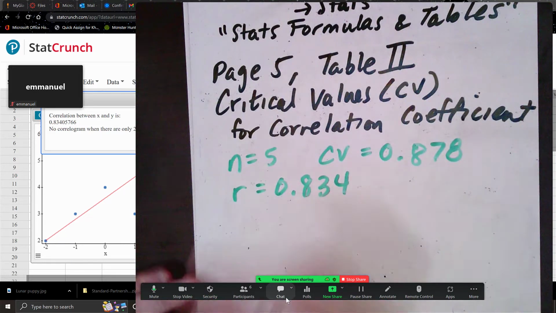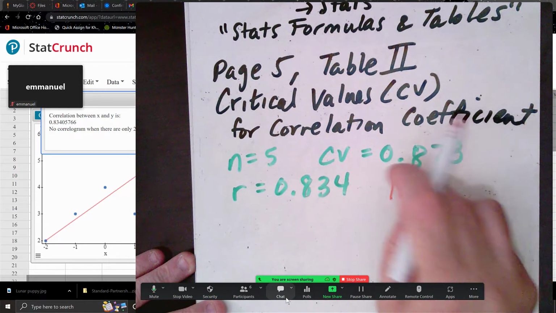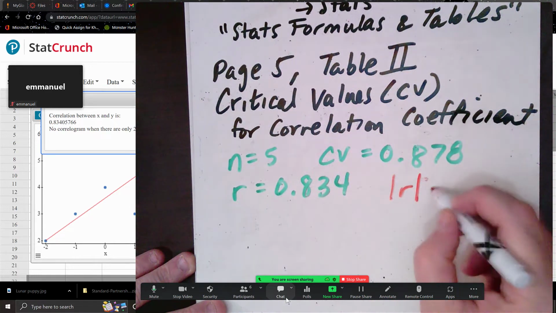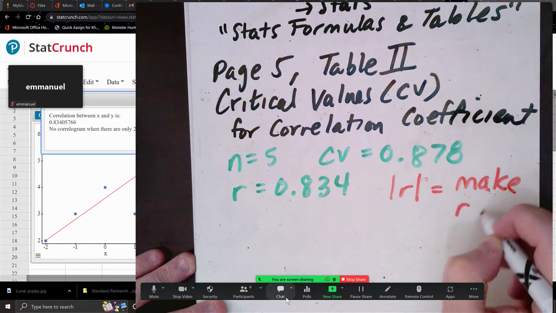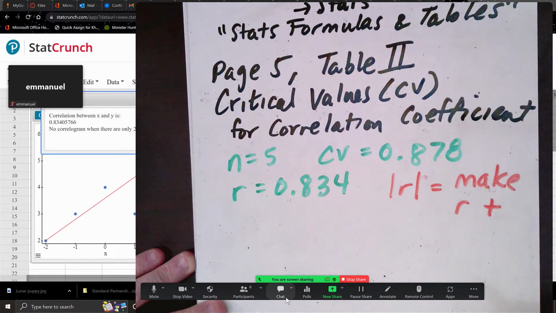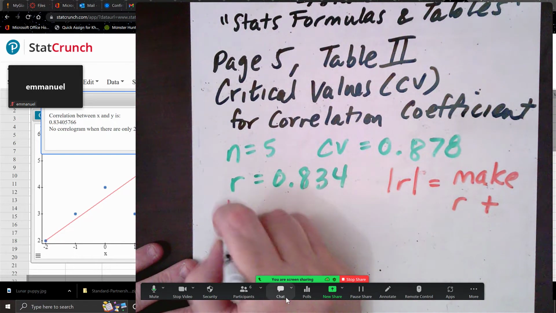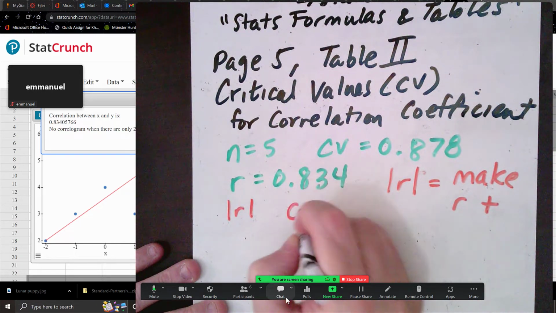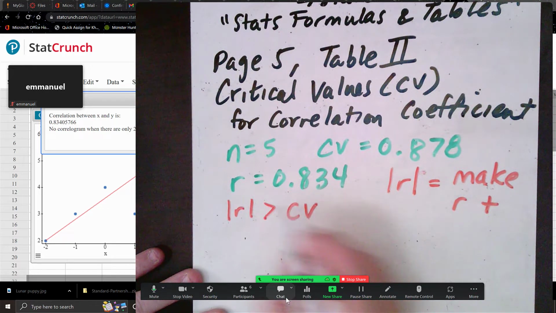We're going to use the absolute value of R. Absolute value of R means just make R positive. So if it's negative, just make it positive. And what we're going to do is compare the absolute value of R to the CV. If the absolute value of R is greater than the CV, a linear correlation exists.